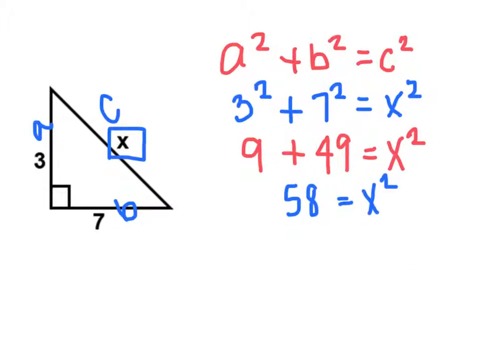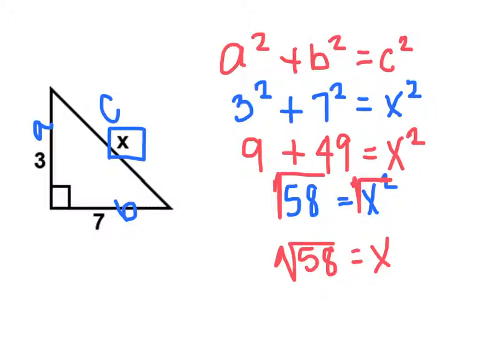Now, to get rid of the square, you have to take the square root. Remember, what you do to one side of the equation, you must do to the other side of the equation. So when I take the square root of X squared, I have to take the square root of 58. The square root of 58 is equal to X.